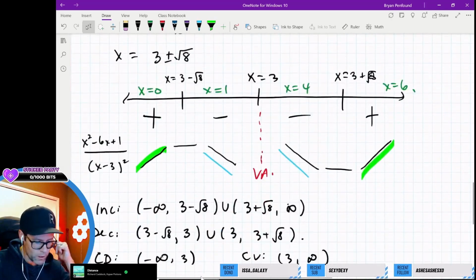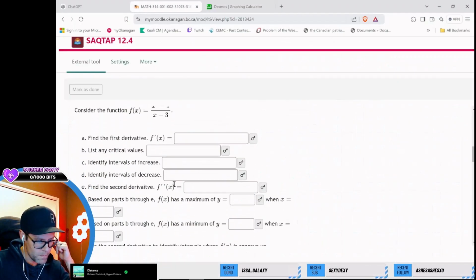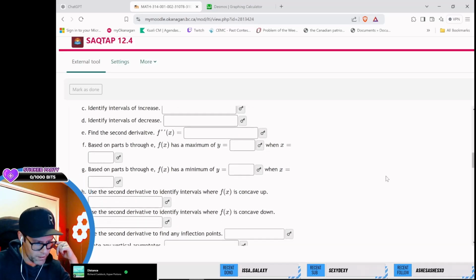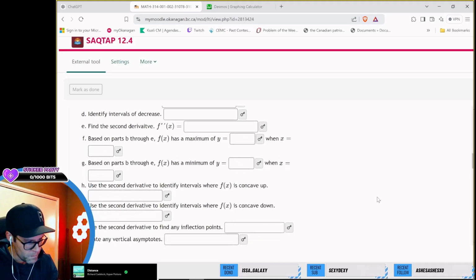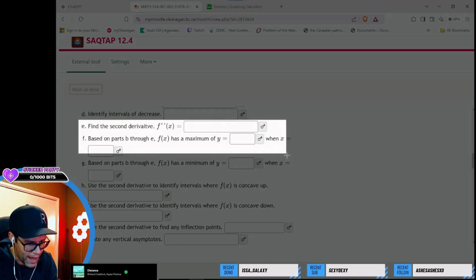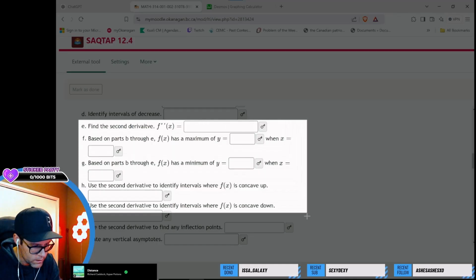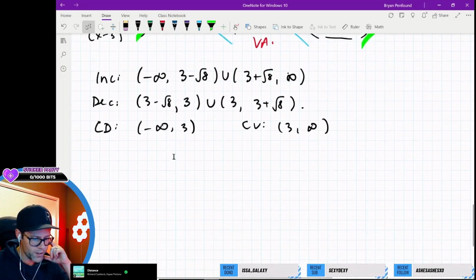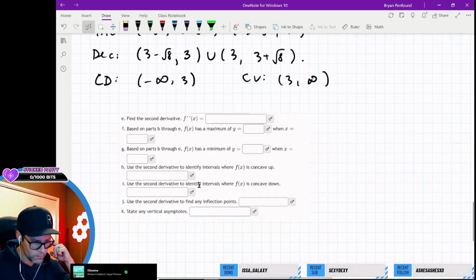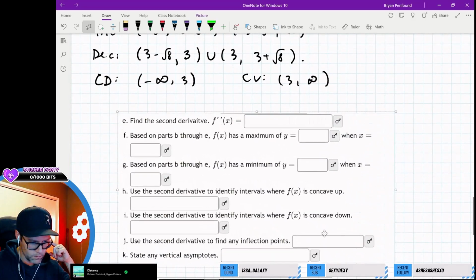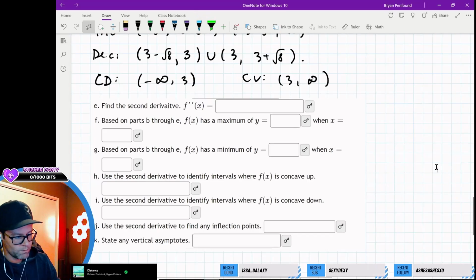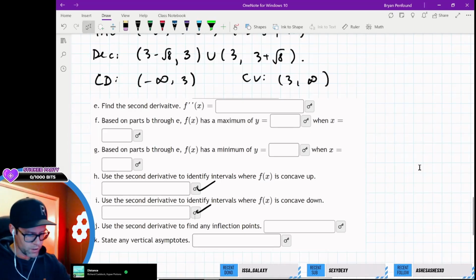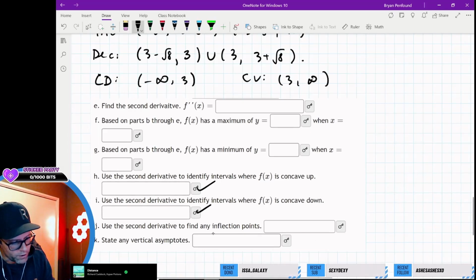But let's see what the follow-up questions are online anyway. So find the second derivative, and try to classify some stuff. So it doesn't even ask me for points of inflection. Oh no, it does, way down here. Okay, cool. So let's see if we can answer some of these follow-up questions. We've used the first derivative, but I feel pretty comfortable with our intervals of concavity. State any vertical asymptotes. We know that our vertical asymptote happens at 3.